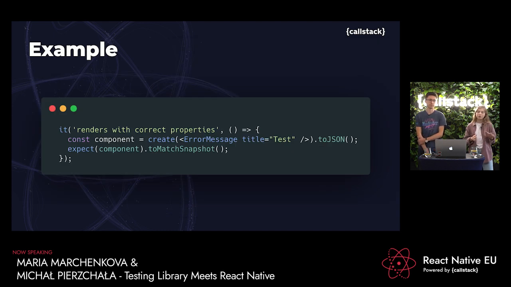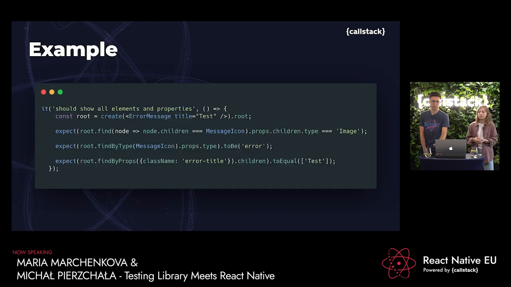The first test is a snapshot. We use the create function to render an error message component with the title prop set and convert it into JSON. On the first attempt, the test creates a snapshot of the component. But if we change something, for example the title or class name, on the next run the test will fail. It takes time to update a snapshot after each change in the component's UI. Let's move to the next test.